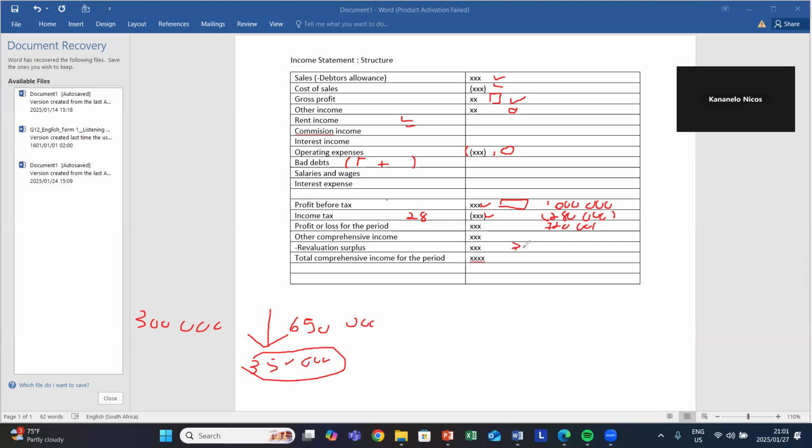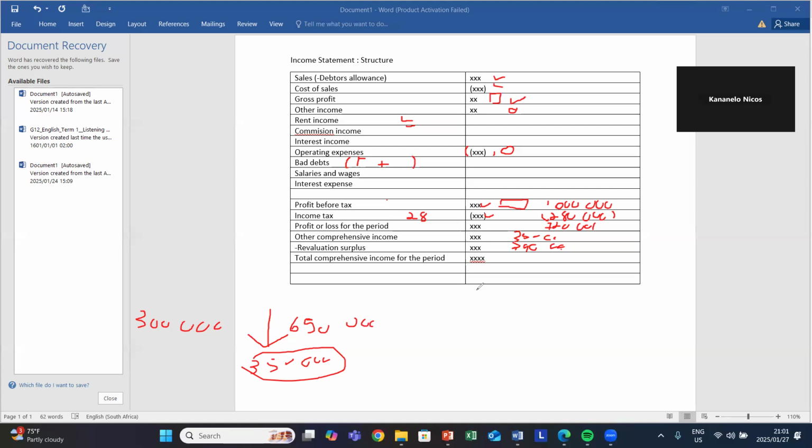350 revaluation surplus here. And then also write it here as other comprehensive income, 350. And then for you to get your total comprehensive income for the period, you will say profit or loss for the period plus your other comprehensive income. Then you will get your total comprehensive income for the period.